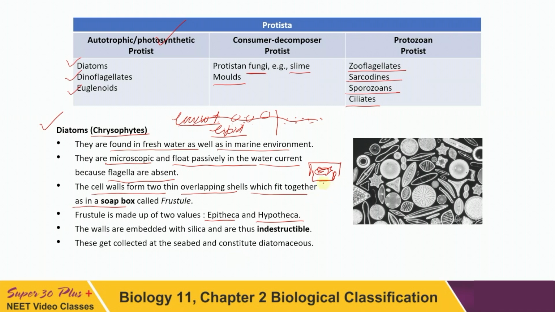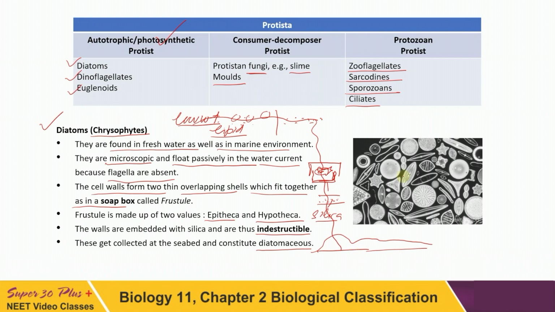The interesting thing is that this cell wall is impregnated with silica particles, and when the diatoms die, these are deposited at the floor of the sea, and in due course of time, rock-like structures are formed. These rock-like structures are because of the deposition of the silica walls of diatoms. This is indestructible and gritty in nature, and is known as diatomaceous earth. This diatomaceous earth can be taken out and is used in different ways.